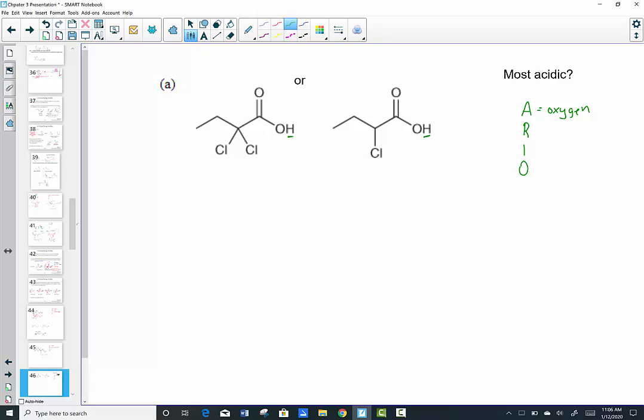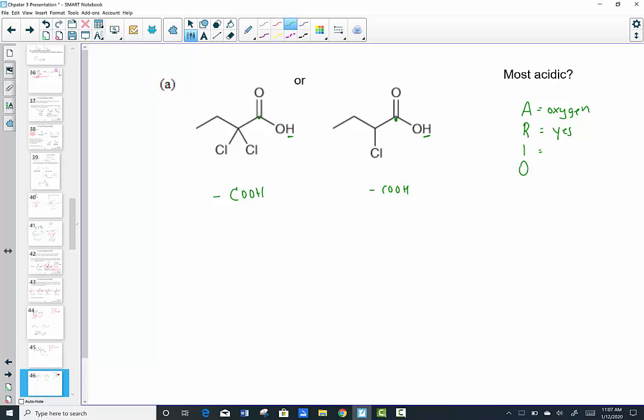Notice we have the same distance away. However, this only has one chlorine, where this has two chlorines, two groups of electron withdrawing groups. Two groups of chlorine tell me that it has twice the ability to stabilize the electric charge as compared to just one group of chlorine. Chlorine's not really a group. An atom would be a better word, wouldn't it? I caught myself. 2 atoms of chlorine versus 1 atom of chlorine.